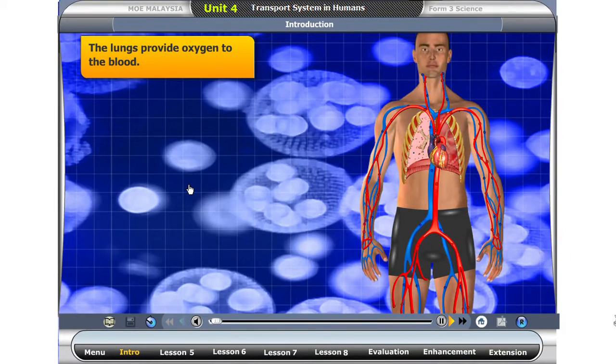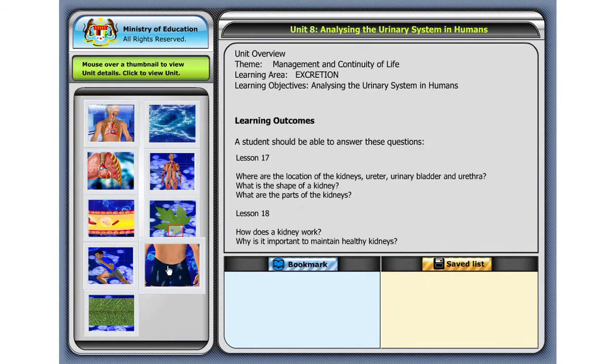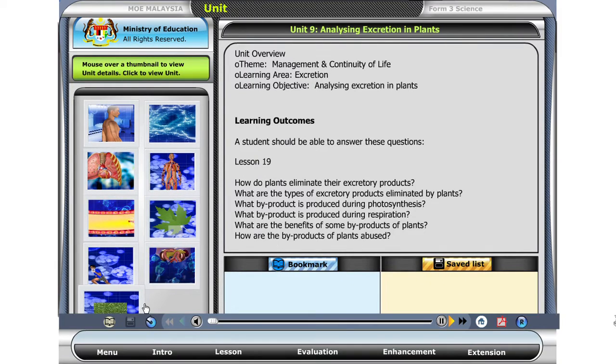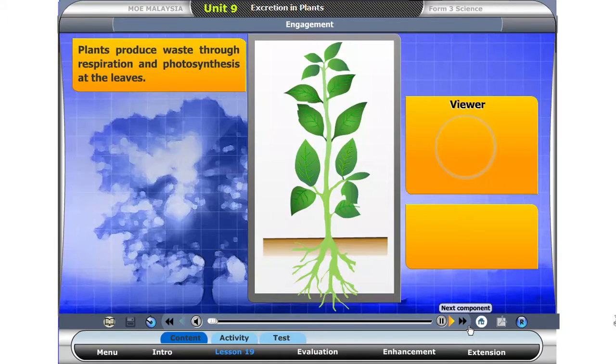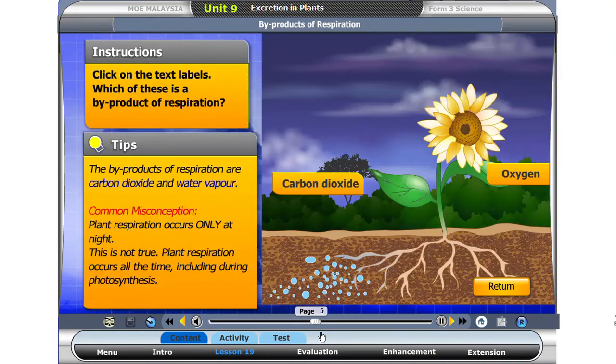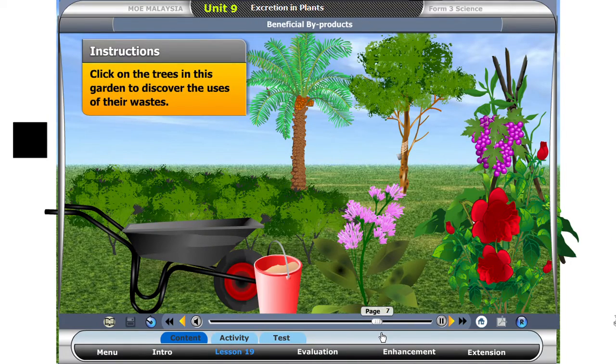We have learned that the lungs provide oxygen to the blood. Plants, like other living organisms, just like in any process, some form have medicinal teas. Click on the trees in this garden to discover the uses of their wastes.